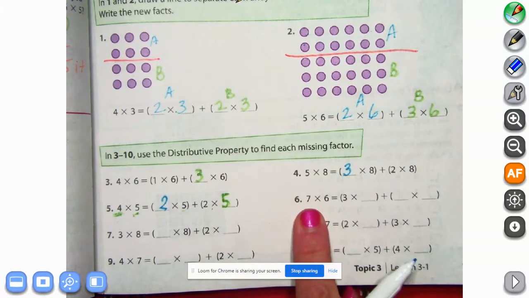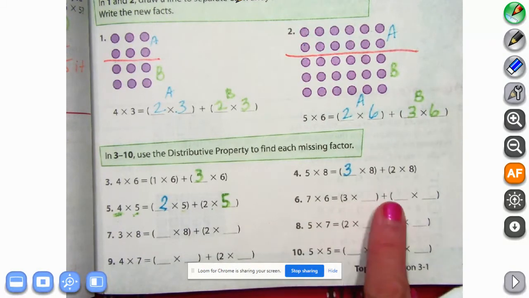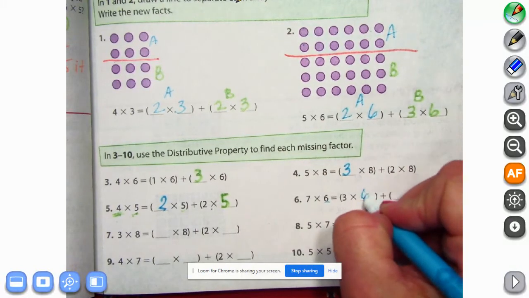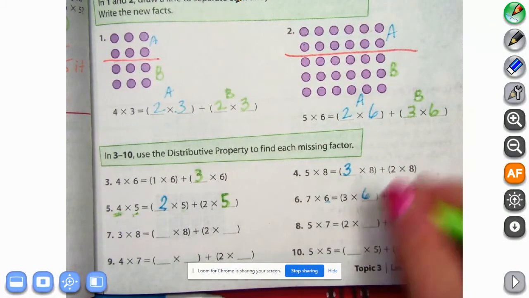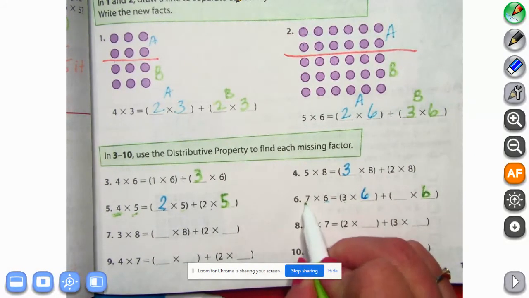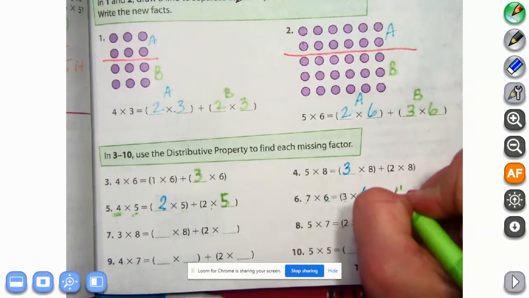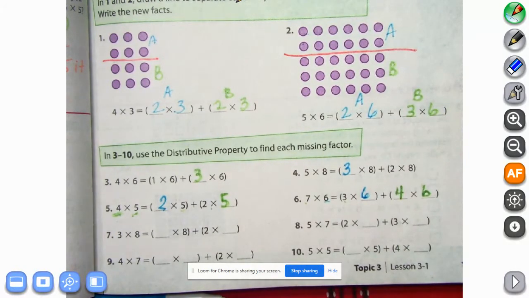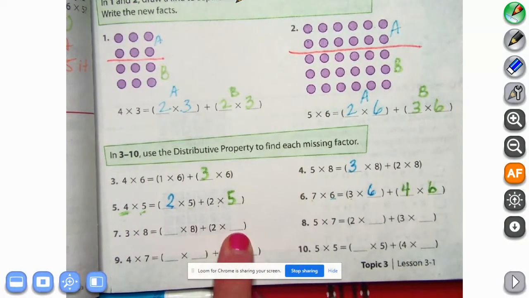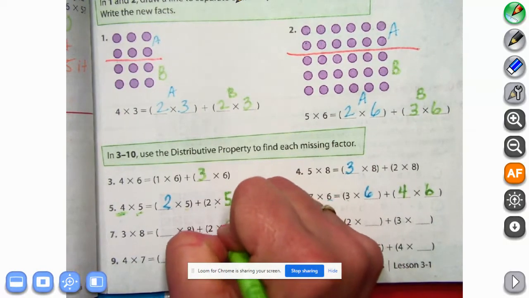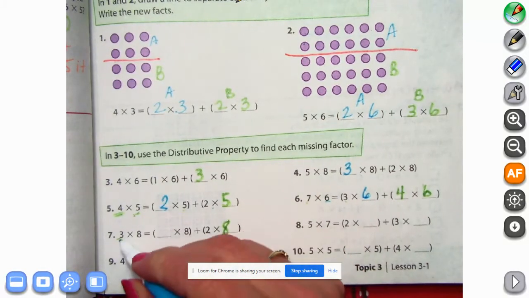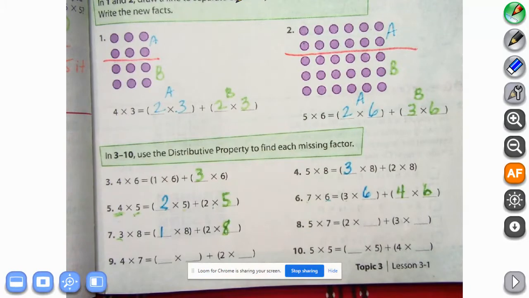Number 6, 7 times 6 is equal to 3 times blank plus blank times blank. All right, so we know that it's going to be 6 because we're not breaking up the 6. So that's going to be the same on both of these. And then 3 plus what will give you 7? 3 plus 4. Okay. 3 times 8 is equal to blank times 8 plus 2 times, and we know that's going to be 8 because we aren't breaking up that second part. We're only breaking up the first. So 2 plus what will make 3? 2 plus 1 will make 3.